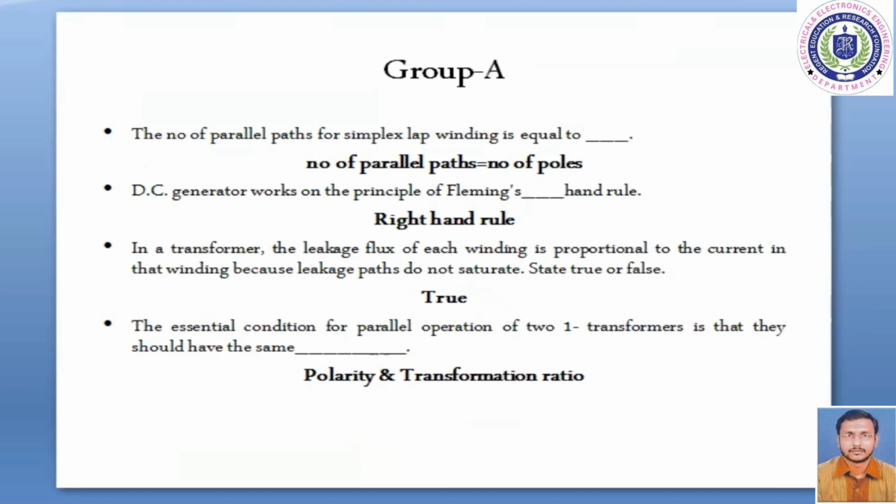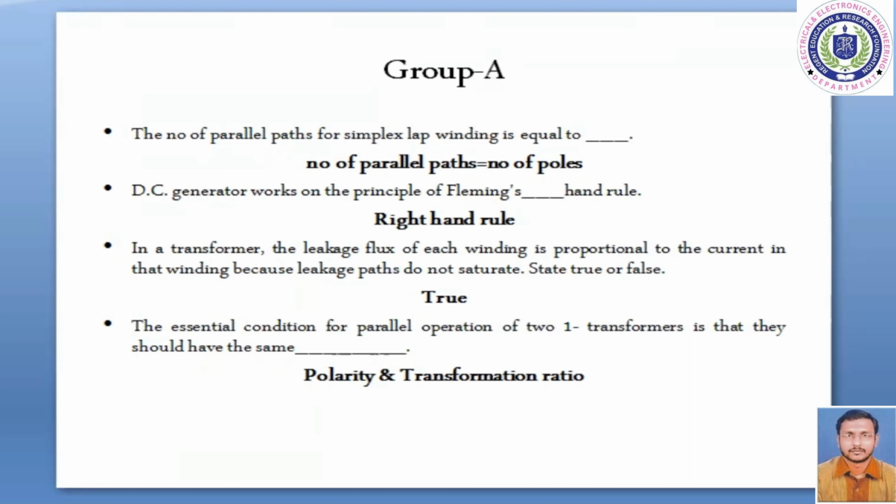The next question is, the number of parallel paths for simplex lap winding is equal to dash. You have to fill in the blanks. Now, in a DC machine, two types of armature winding are available. One is called lap winding, another is called wave winding. For lap winding, the number of parallel paths is always equal to the number of poles of the machine. And for wave-wound machine, the number of parallel paths is always equal to 2. So the correct answer is the number of poles.